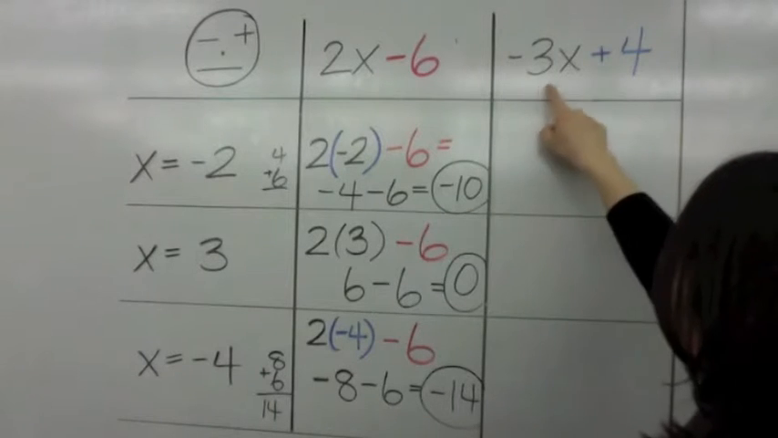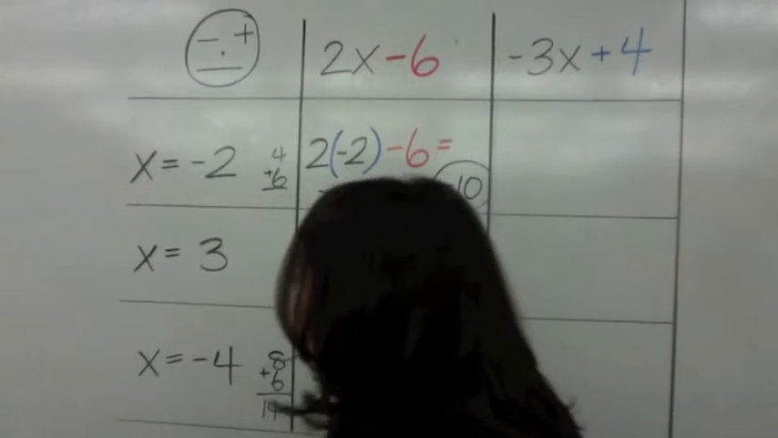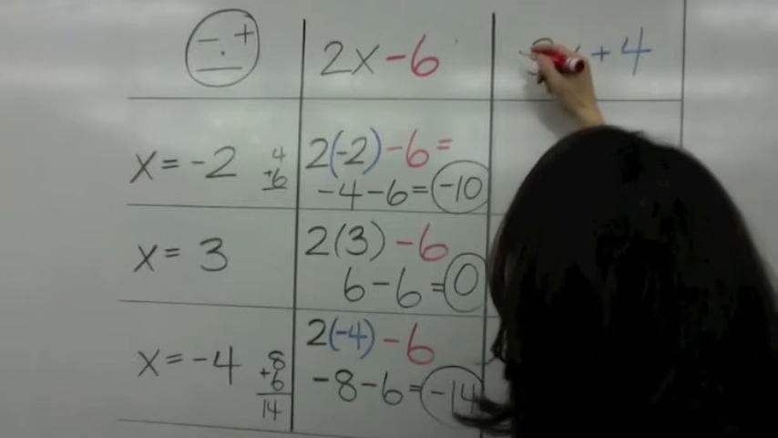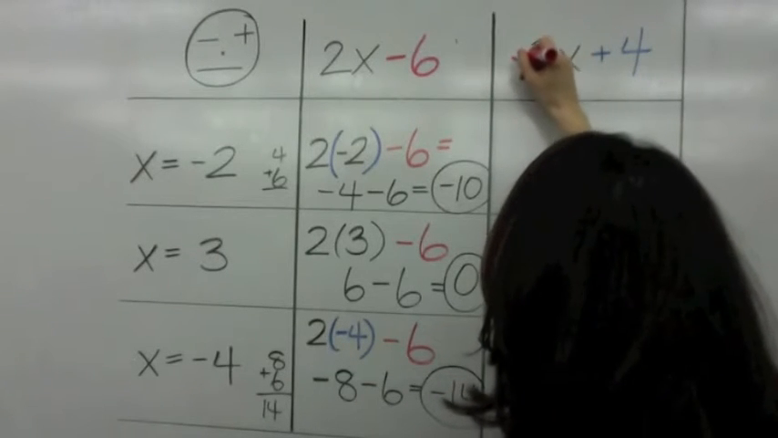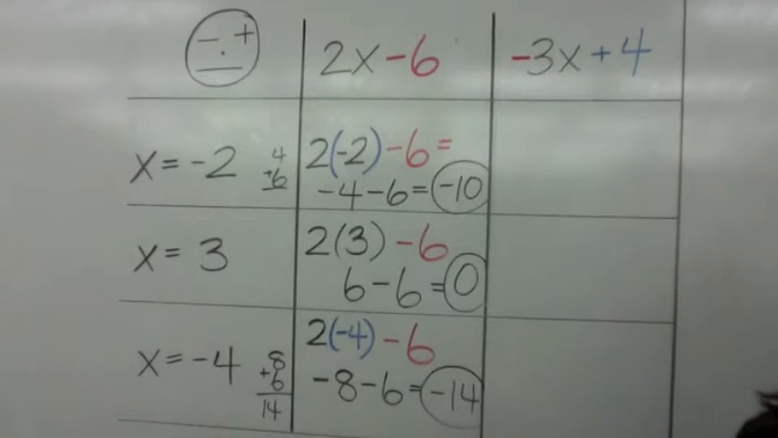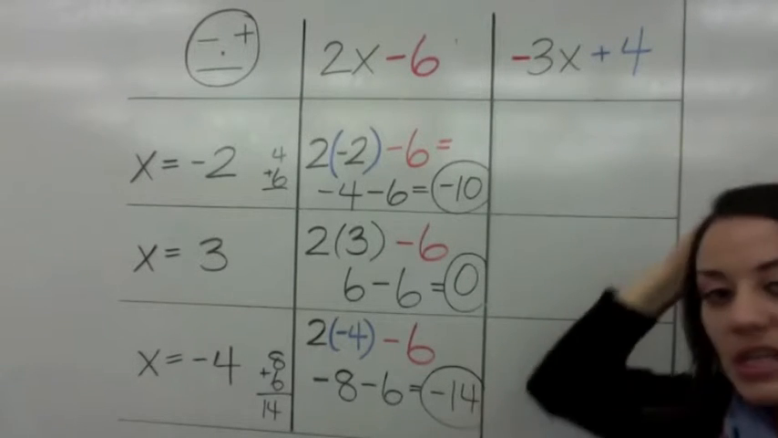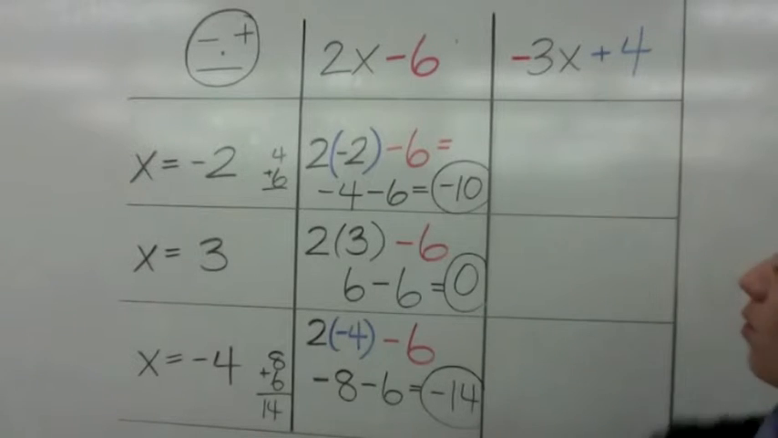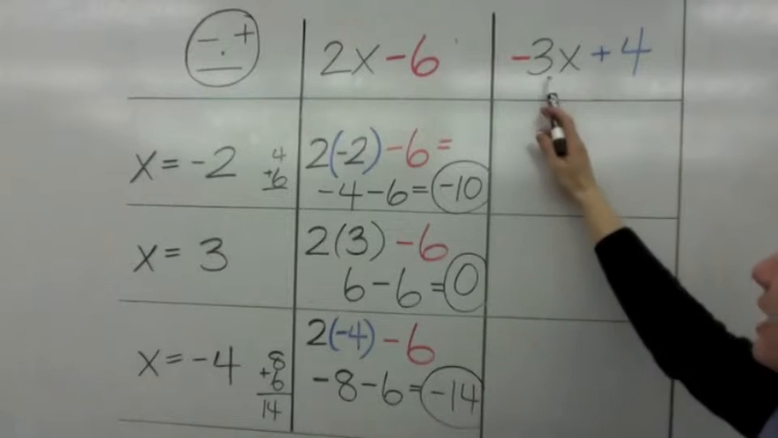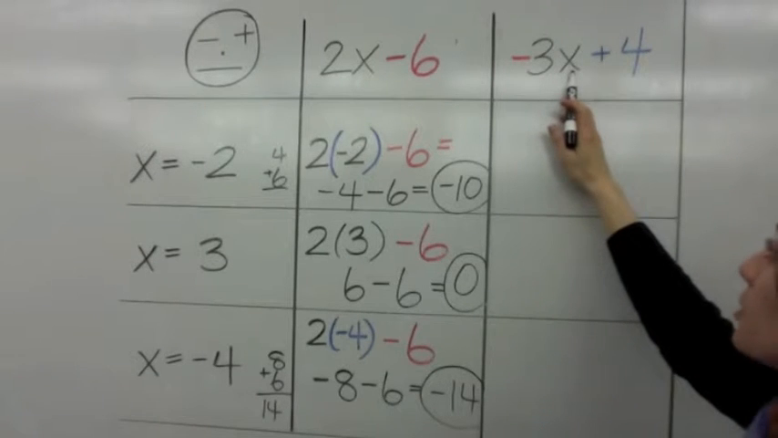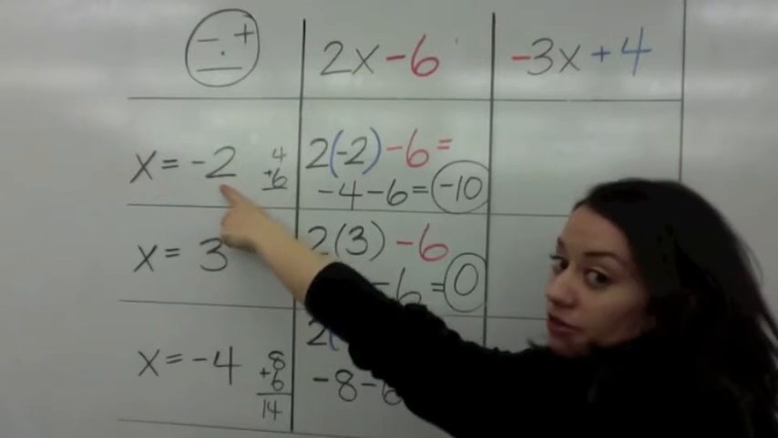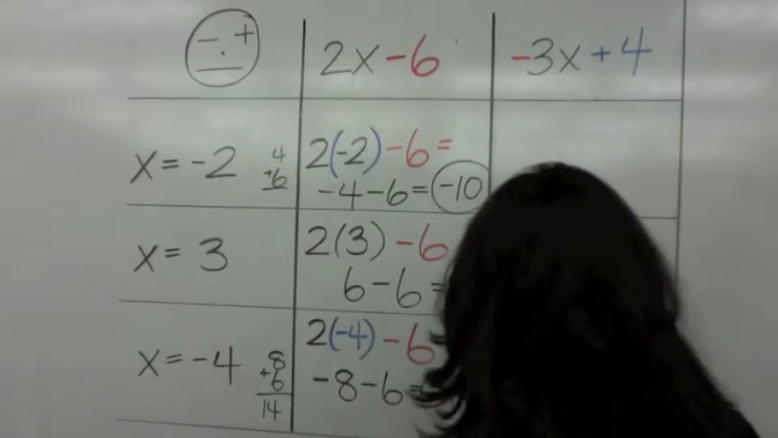Okay, so now we're going to be working with this expression, and what I want to do is make it very clear that what we're multiplying x by is -3. What is it? It's a -3. So read the expression with me. It says -3x plus 4 more. Okay, so we're going to be multiplying -3 by whatever we substitute in for x, then we're going to add 4 to it. So let's go ahead and start.